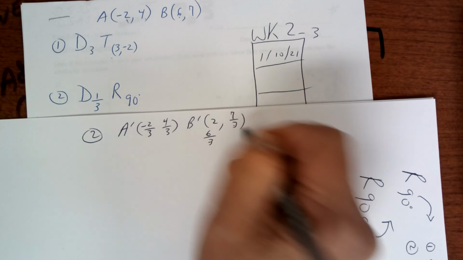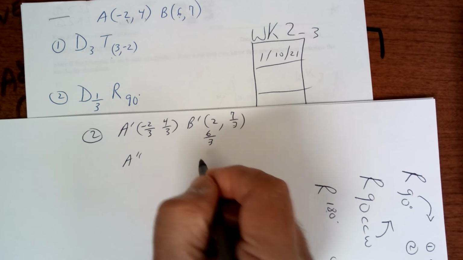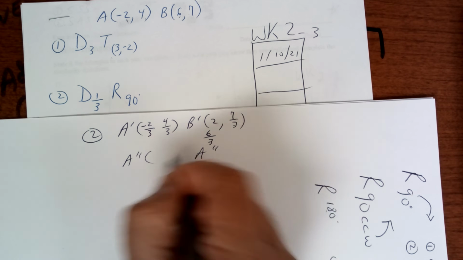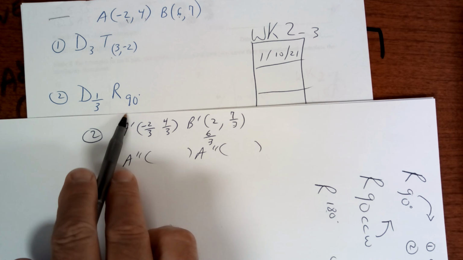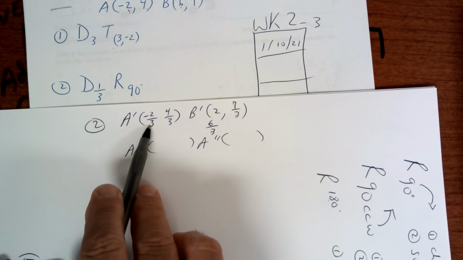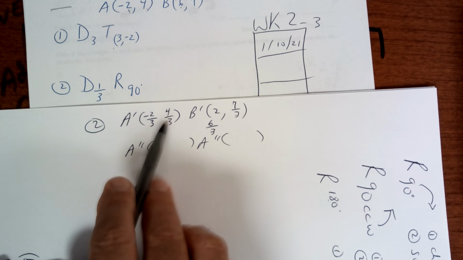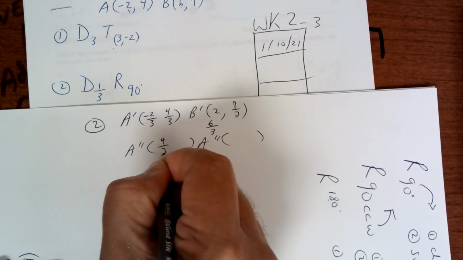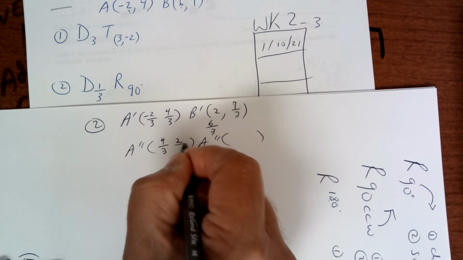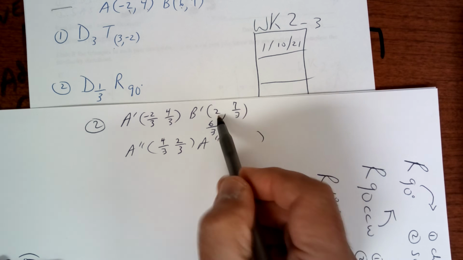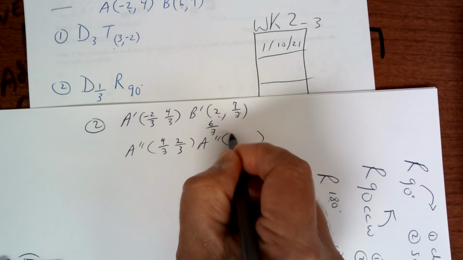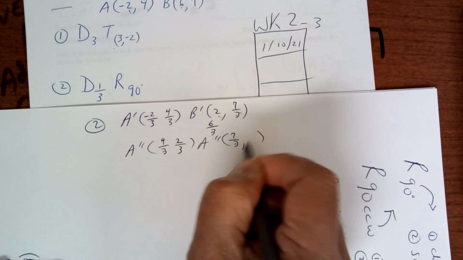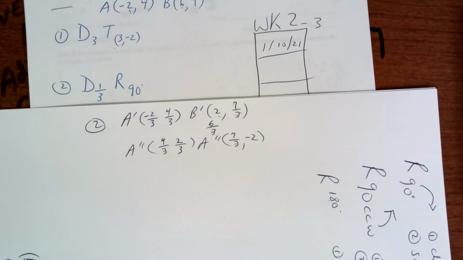And then A double prime, you rotate 90 degrees, so you're going to change the x and switch. So this one comes first, and then you got to change the x. This one you're going to change the x, and this one comes first. So 7 over 3, and then negative 2. And there it is. Those are the rules.